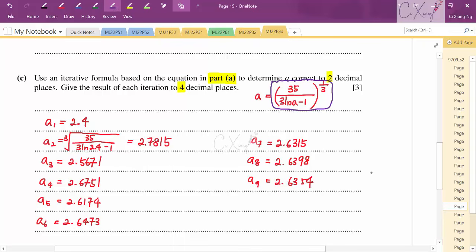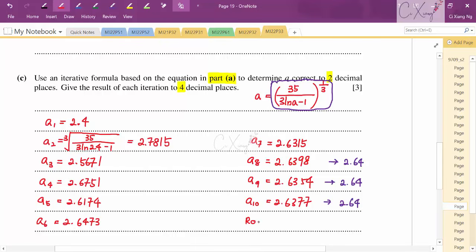If I double check, this particular answer for 2 decimal places will be 2.64. This one will also be 2.64, which means they are already repeated. You can stop here if you want, but usually I continue with another extra iteration to confirm that this is the correct final answer. So now I key in 2.6354 into the iteration formula, and I should get 2.6377. If I double check the answer to 2 decimal places, it is still 2.64.